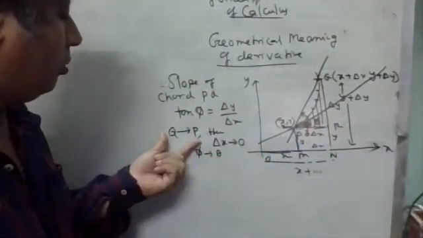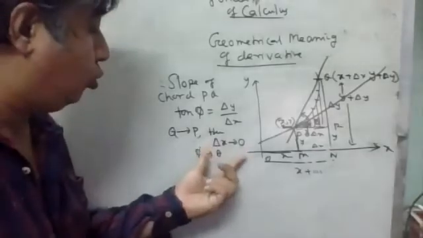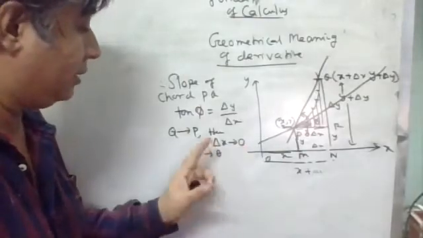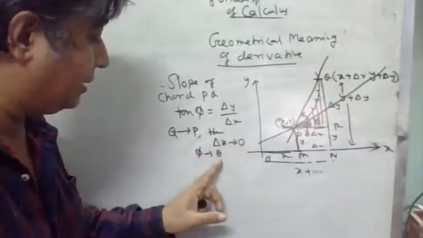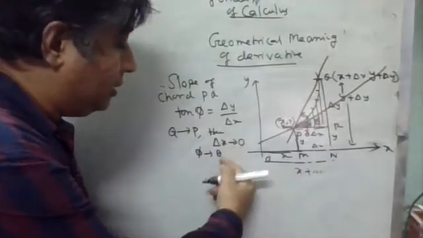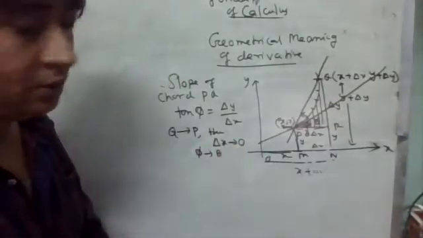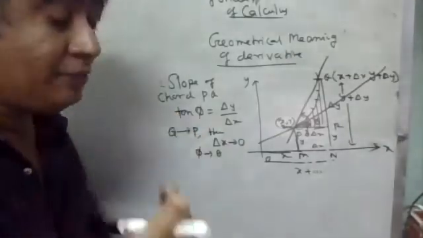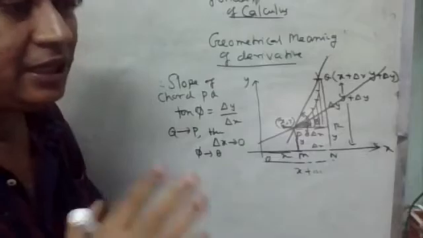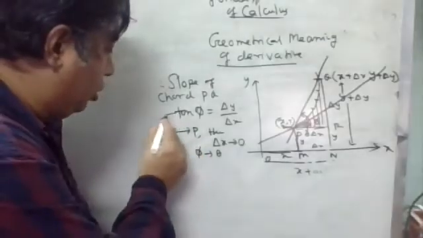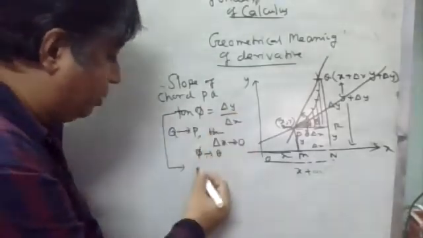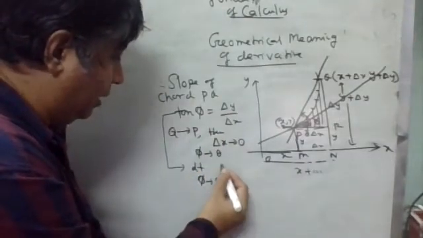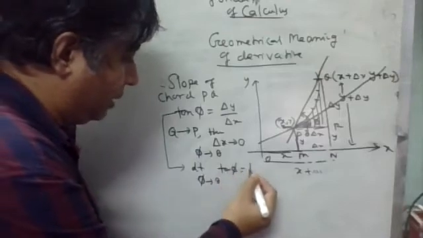So with Q approaching P, two things occur: delta x tends to 0, and phi tends to theta. They are synonymous with each other. I have just told you about tending, a term you are taught in limits. So in this equation, take the limit on both sides. You take phi tends to theta on both sides.